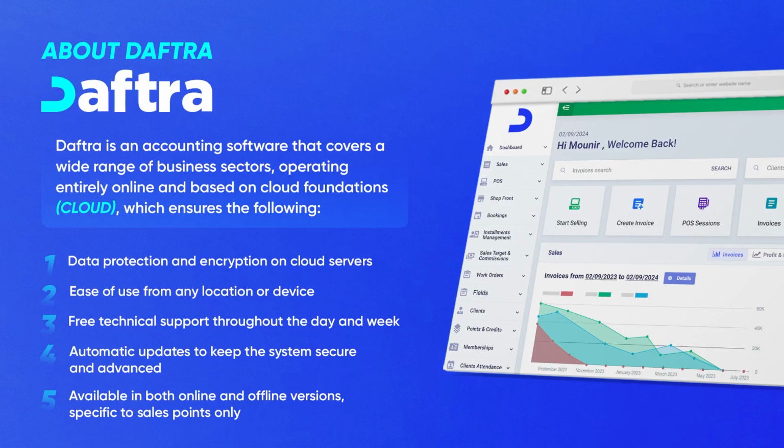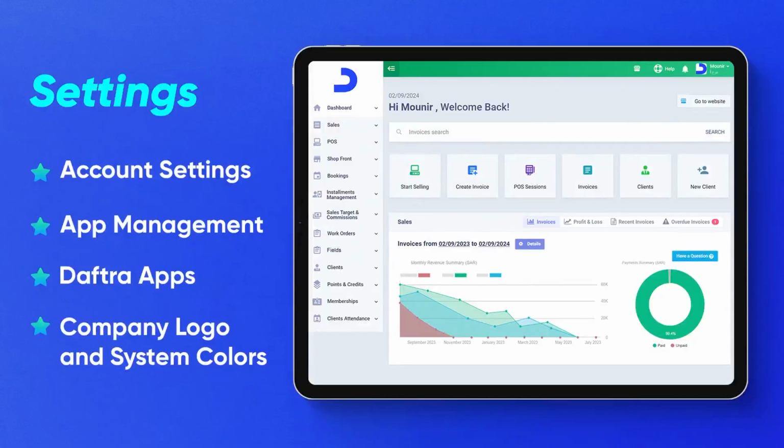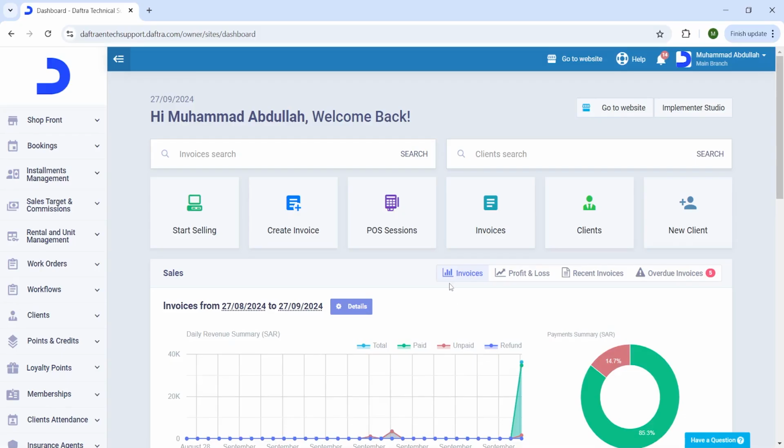We will now start exploring the settings and apps of Daftra and how to customize them to fit our specific business needs. The settings that we will talk about include the account settings, the apps management, and Daftra mobile apps that you can download on both iOS and Android operating systems, and at last, the business logo and the theme colors. Let's first start with the account settings. After the creation of the account, we will be directed automatically to the main system interface.